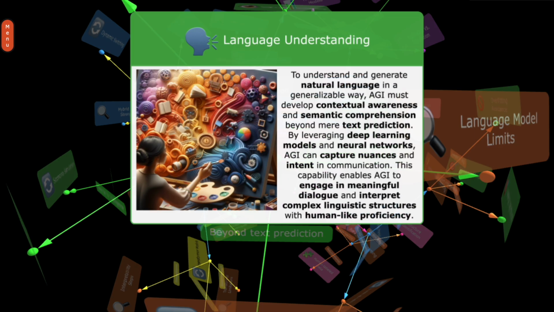To understand and generate natural language in a generalizable way, AGI must develop contextual awareness and semantic comprehension beyond mere text prediction. By leveraging deep learning models and neural networks, AGI can capture nuances and intent in communication. This capability enables AGI to engage in meaningful dialogue and interpret complex linguistic structures with human-like proficiency.